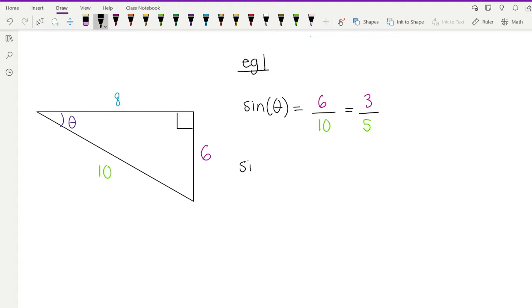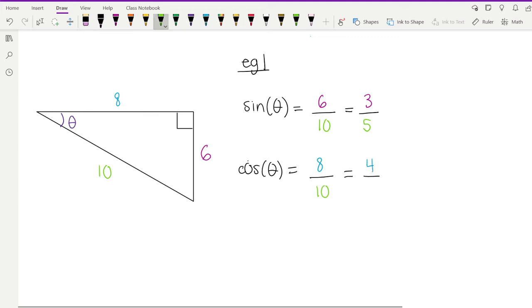And so similarly, we can just do cosine of theta and tangent of theta really quickly to see that those also come out the same. So cosine would be 8 over 10. And so that reduces to 4 over 5. And if you go back up to the original triangle we did, we got the exact same thing. We got 4 over 5.